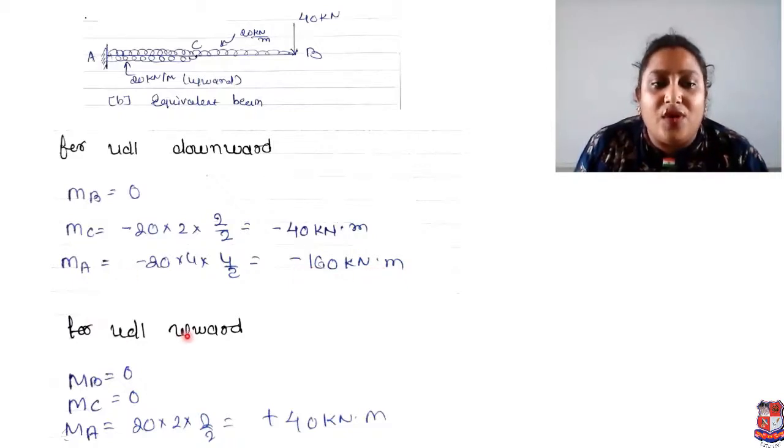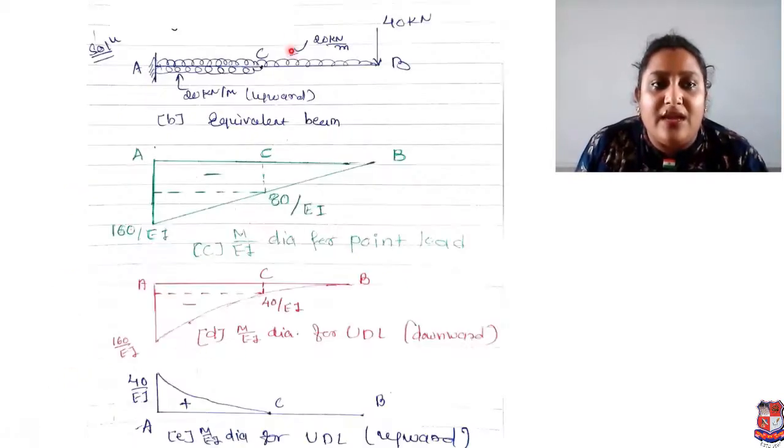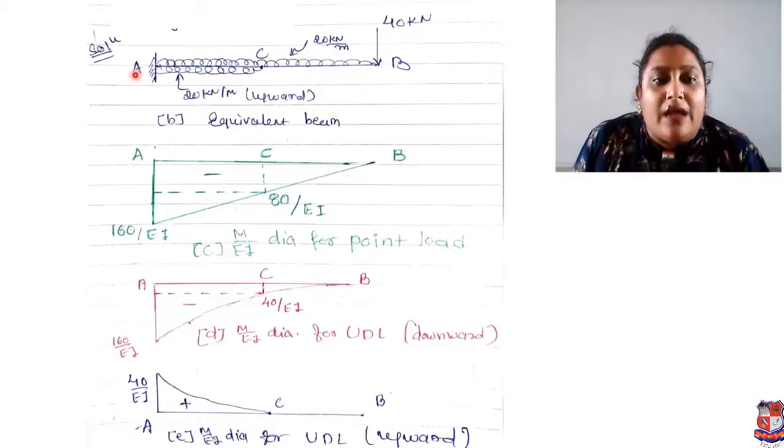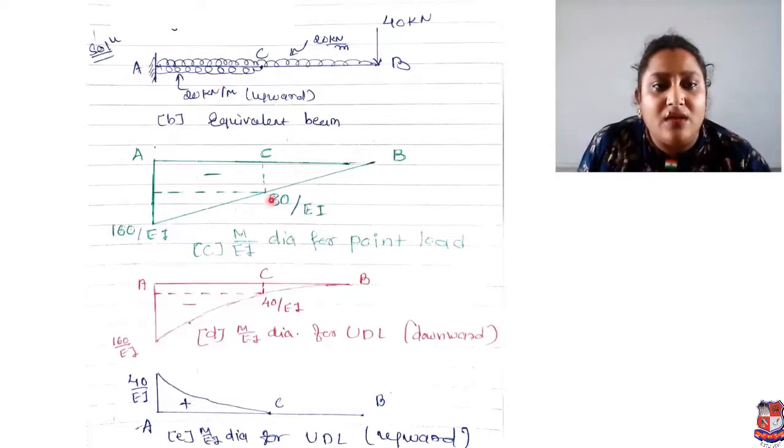Okay, now for UDL upward, what it will be: moment at B is equal to 0, moment at C is equal to 0, and moment at A will be 20 into 2 by 2, which is 40 kilonewton into meter. So in that, what we did, we found the moment for UDL in downward and the moment for UDL in upward. After that we have to go for the M upon EI diagram. Okay, so here a simple triangle is there, you can see.